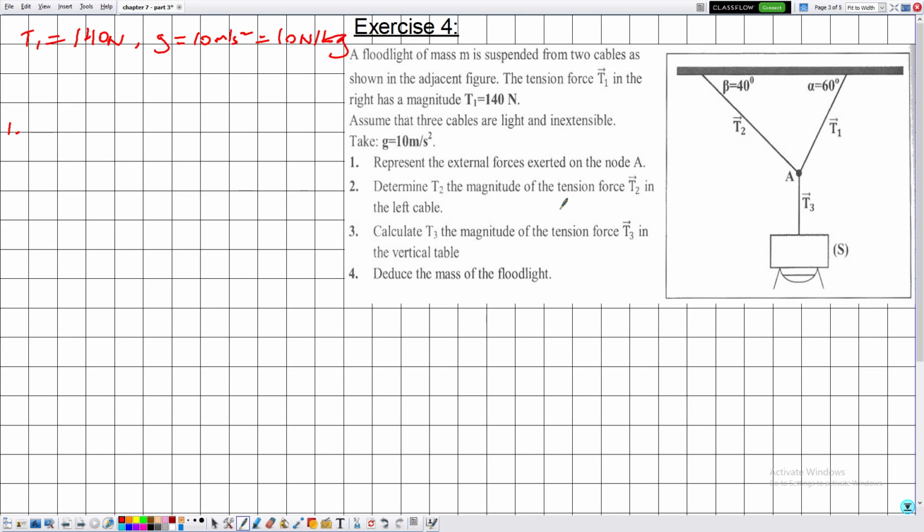Now in number 1 they are telling me to represent the external forces exerted on the node A. So here let's always keep an eye on the different steps that we usually follow in order to apply Newton's second law. The steps are: step number 1, list the forces. Step number 2, choose a reference system.